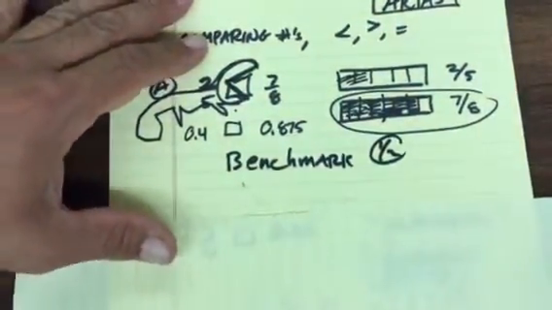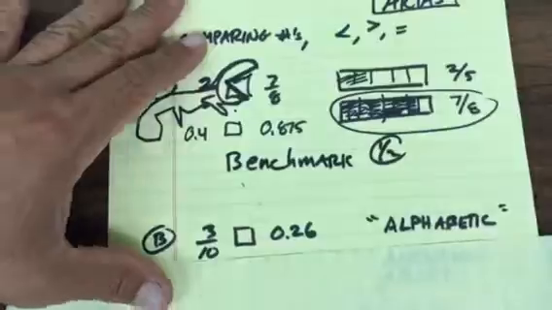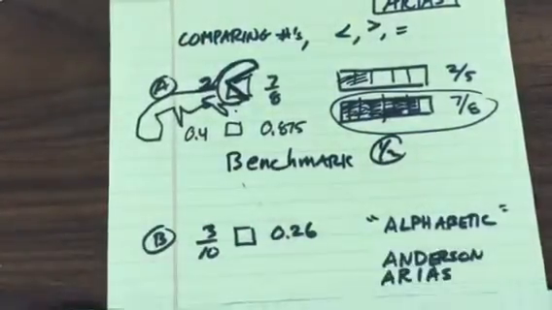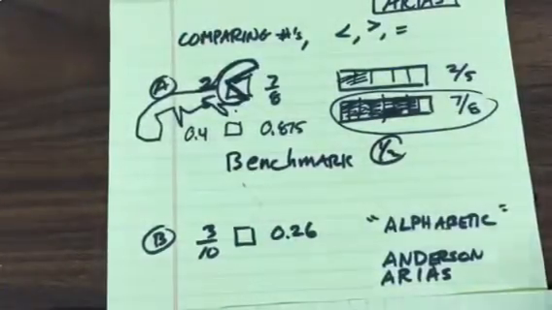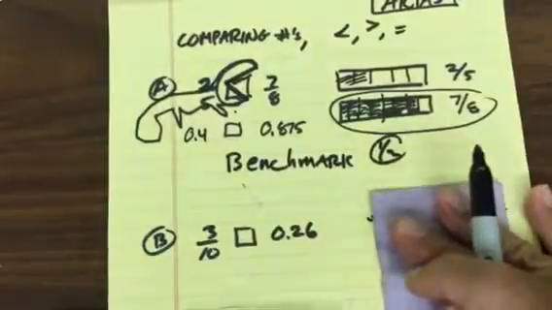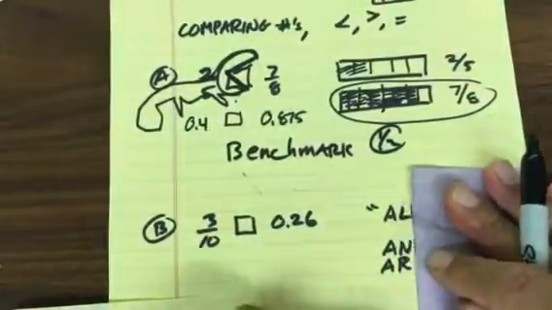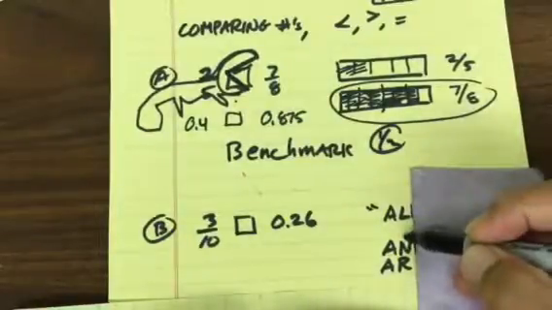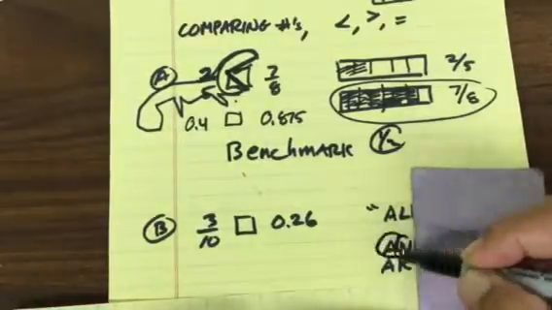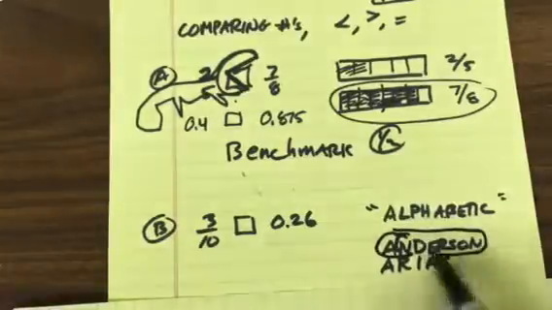Another technique might be called the alphabetic technique. And to explain that, I'll use the alphabet name here with Arias and Anderson. Who sits closer to the front of the room? I look at the first letters, I can't decide. I look at the second letter, and I know that this one comes ahead in the alphabet. So this is our alphabetical winner.